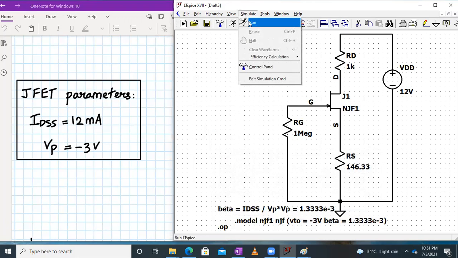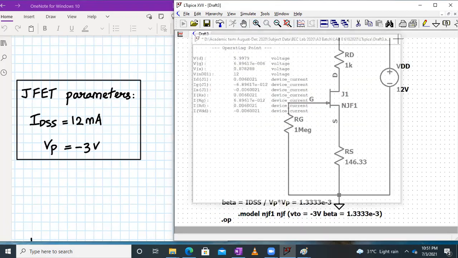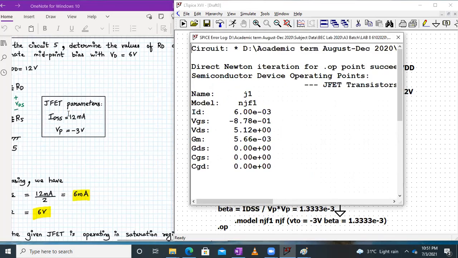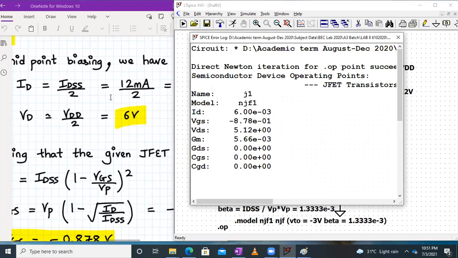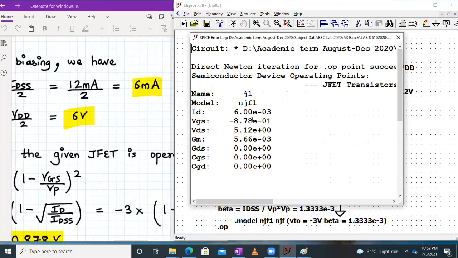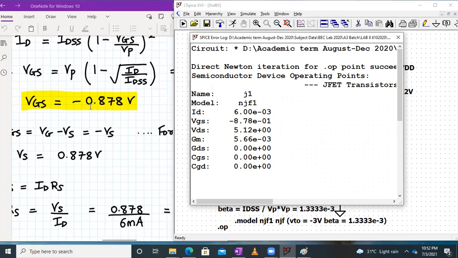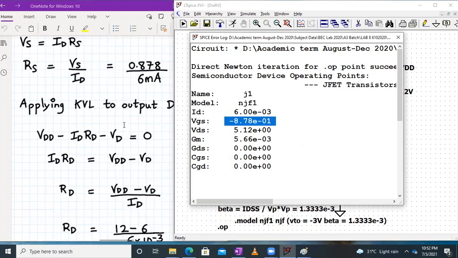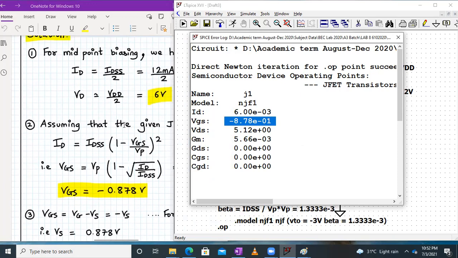Okay, and now we have to just click on simulate. You close this and you can go to view and check the spice error log. Okay, so once you check the spice error log, the value of ID is coming out to be 6 and we got it 6 only. The value of VGS is coming out to be minus 8.78 into 10 raised to minus 1. That is same actually. And the VD value also, all the values are proper, ID and VGS is proper. Okay, so in this way we can cross check the values via simulation.